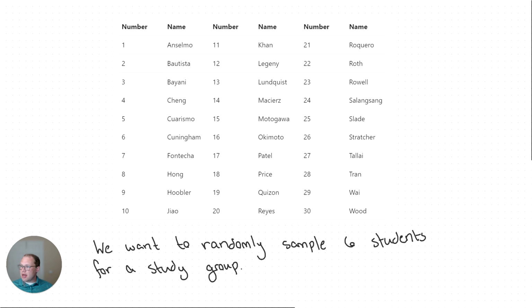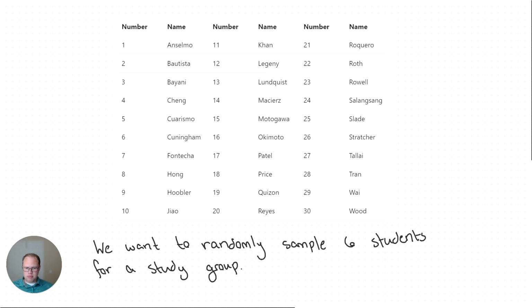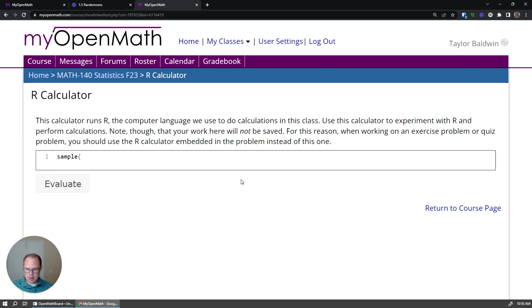So we're going to use our calculator to help us out. We're going to use that sample function we learned about, and we want to pick 6 of these 30 students. Just to confirm, there are 30 students total. The first student is number 1, the last student's number 30, and we want 6 of them. So I want to pick between student 1 and student 30, and I'm going to choose 6 of them for my study group.